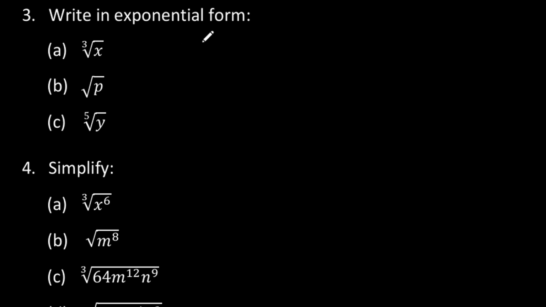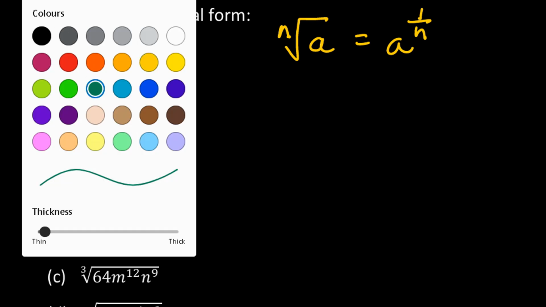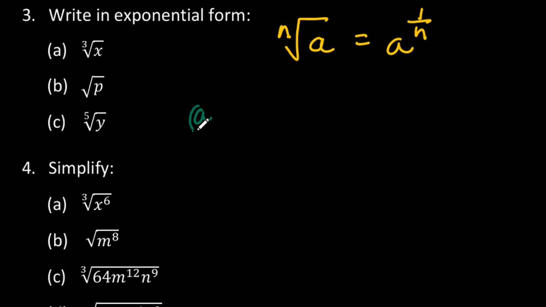Then question 3 here deals with the exponential law that says the nth root of a equals a to the 1 over n. In other words, when we have a surd, we can use this law to write it in exponential form. So let's look at a. We have the cube root of x. So in this case, n is equal to 3, and applying this law, it's going to be x to the 1 over 3. Let's look at b.